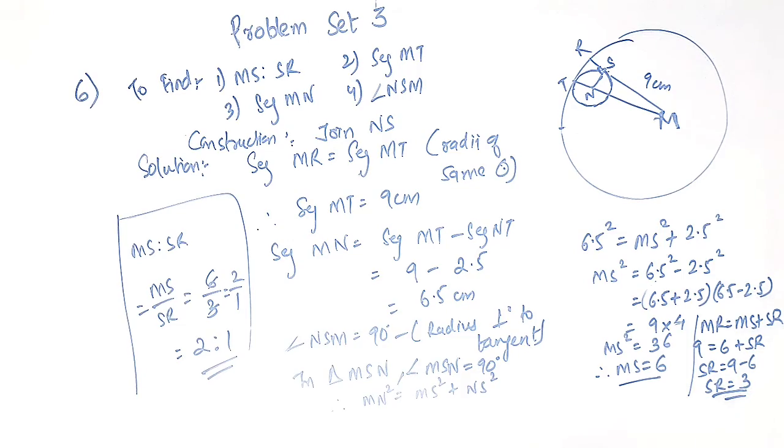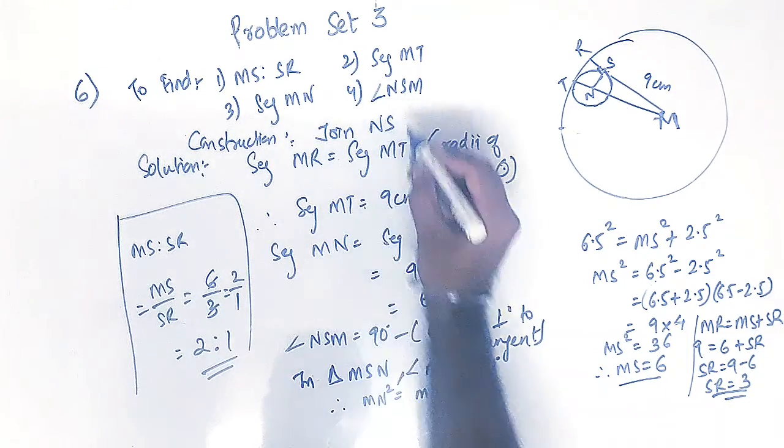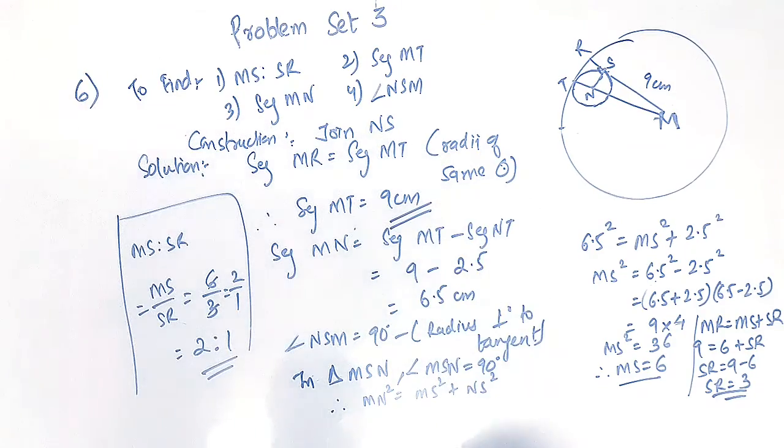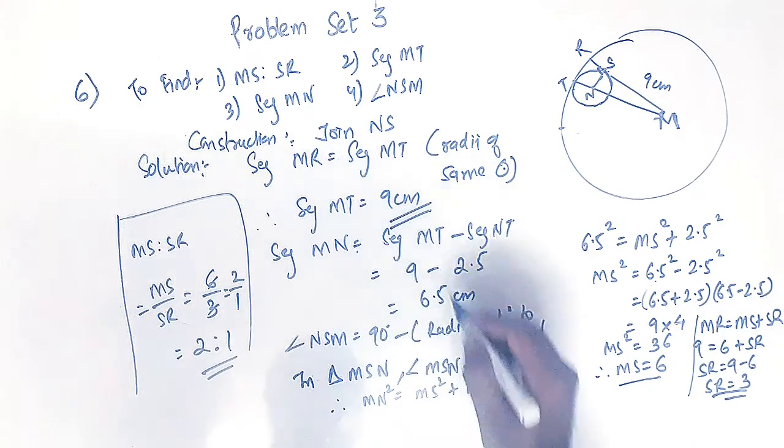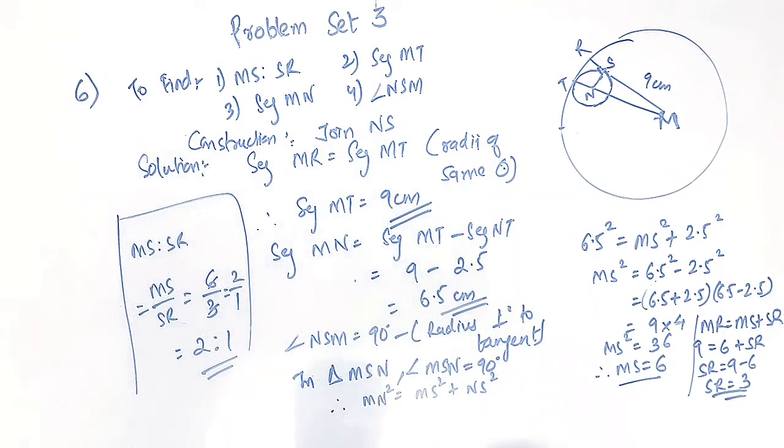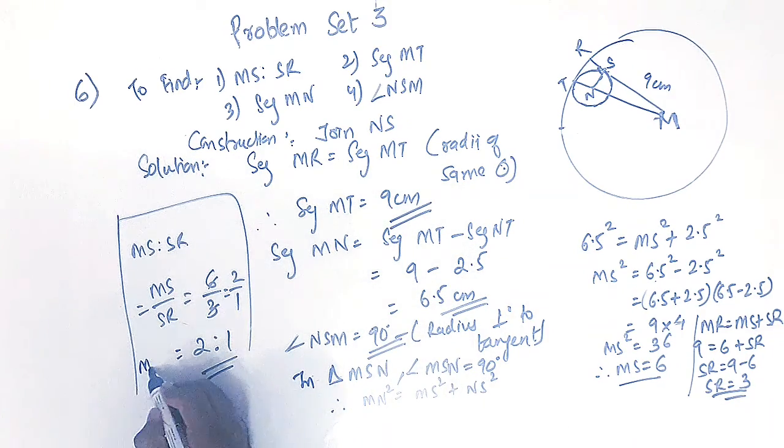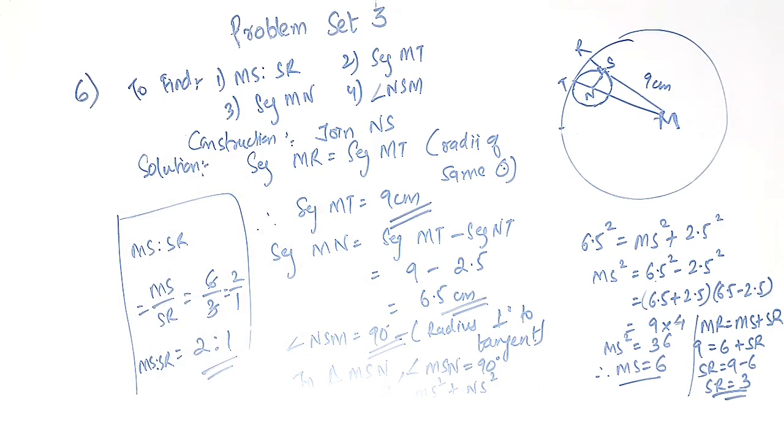Okay, so the questions that they have asked, I'll just highlight them. They asked MT, so I'll highlight MT. They asked MN, so I will highlight MN. And they asked angle NSM, so that is 90 degrees. And the last one is MS is to SR, so that is equal to 2 is to 1. For all the answers you have to put a double dash.